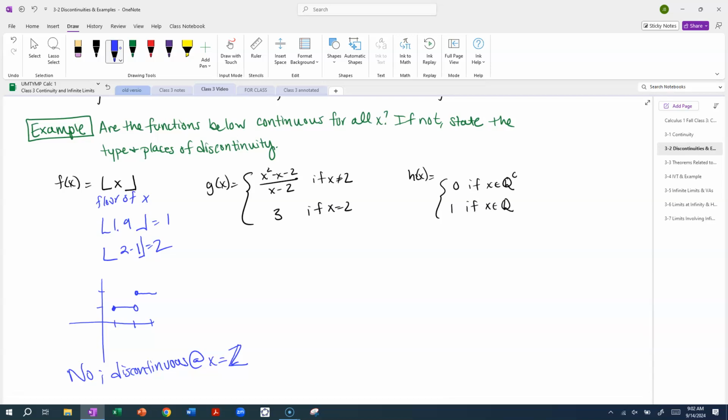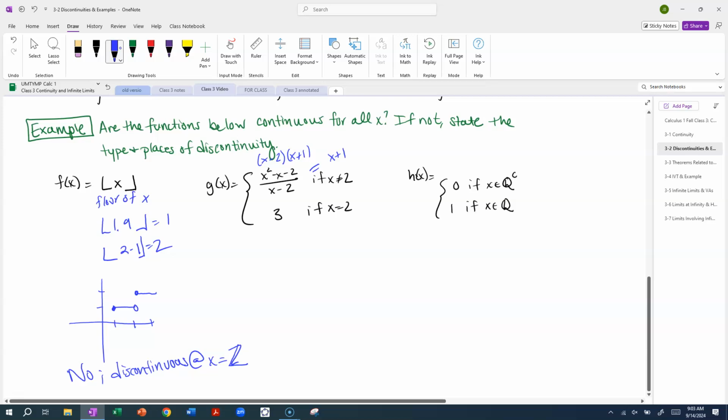This next one, is this continuous or not? So again, we might need to play with this a little bit. Pause the video, try it out on your own, but we have to remember that we have to implement some algebra skills. So this would factor as x minus 2 times x plus 1, and then that would reduce and give us just x plus 1 at all values that are not 2.